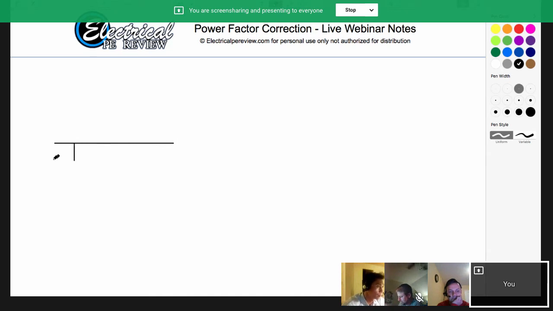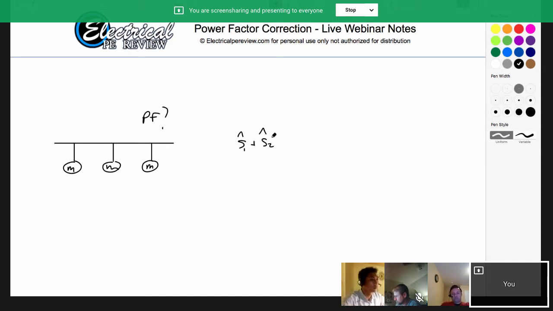Here's our bus. If I had 3 motors, could we find the overall power factor of that system? Easy, right? Just like that last example. Since these are all in parallel, we just add them up.